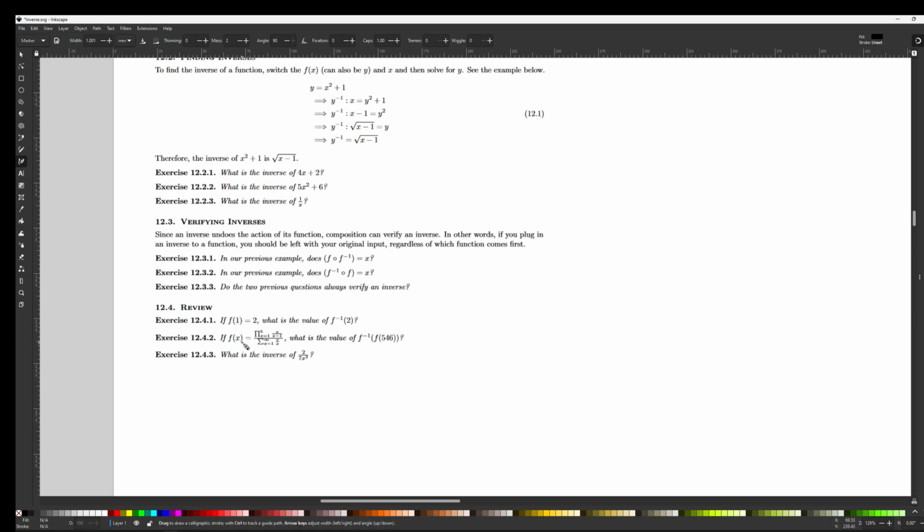Okay. If f of x equals that quantity, what is the value of f inverse of f of 546? Okay, here we don't actually need to know what this function does. We just have the inverse and the original function. Since the inverse undoes the original function, we're going to be left with our original quantity, which is 546, and that's our answer.